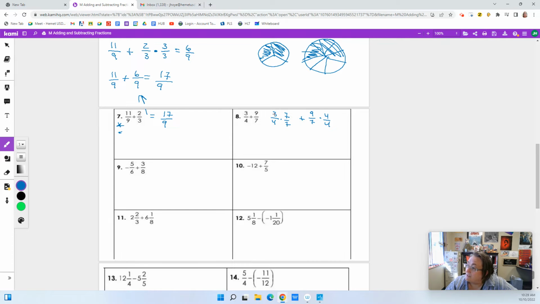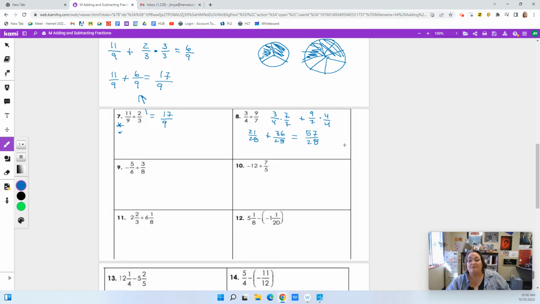So 7 times 3 is 21. So I have 21 over 28, plus 9 times 4, well, that's 36 over 28. And then I could just add those together. My handwriting looks terrible today. So 21 plus 36, that is 57 over 28.